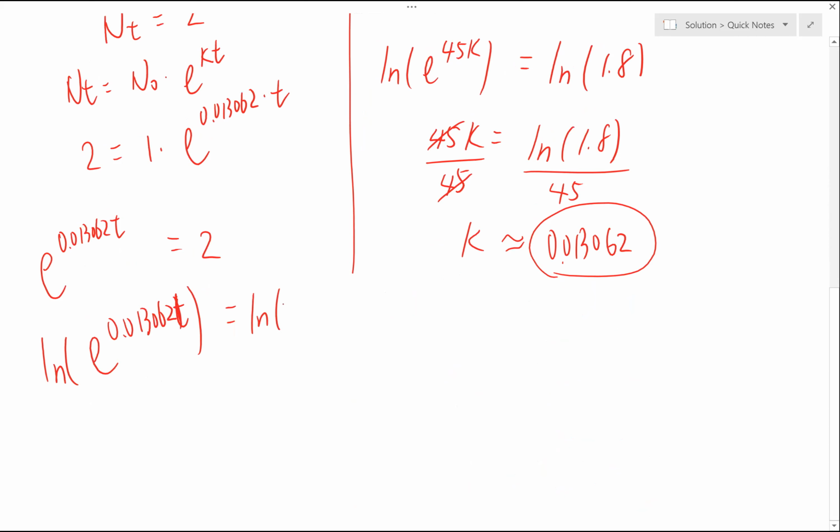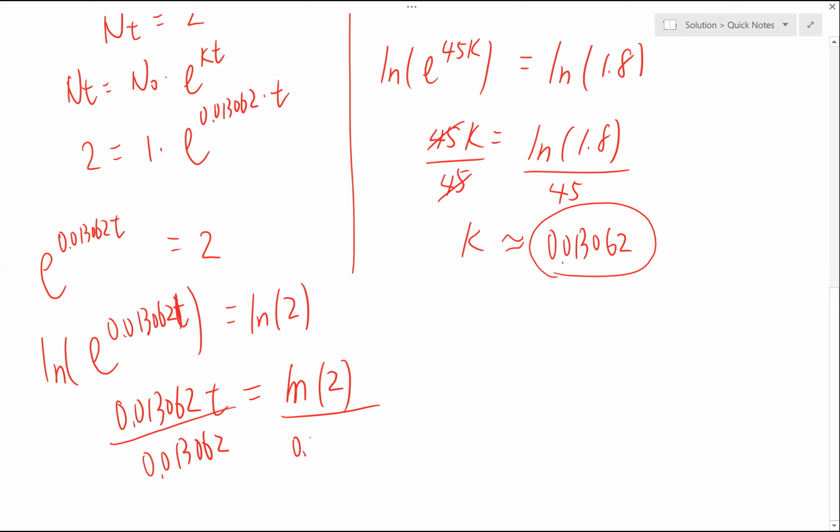Equal to Ln of 2. Again, simplify, Ln and E cancel each other, so we get 0.013062 T equal Ln of 2. Now from there, we're dividing both sides of the equation by 0.013062. And cancel that, time t is by itself. So time t equal to Ln of 2 divided by 0.013062.